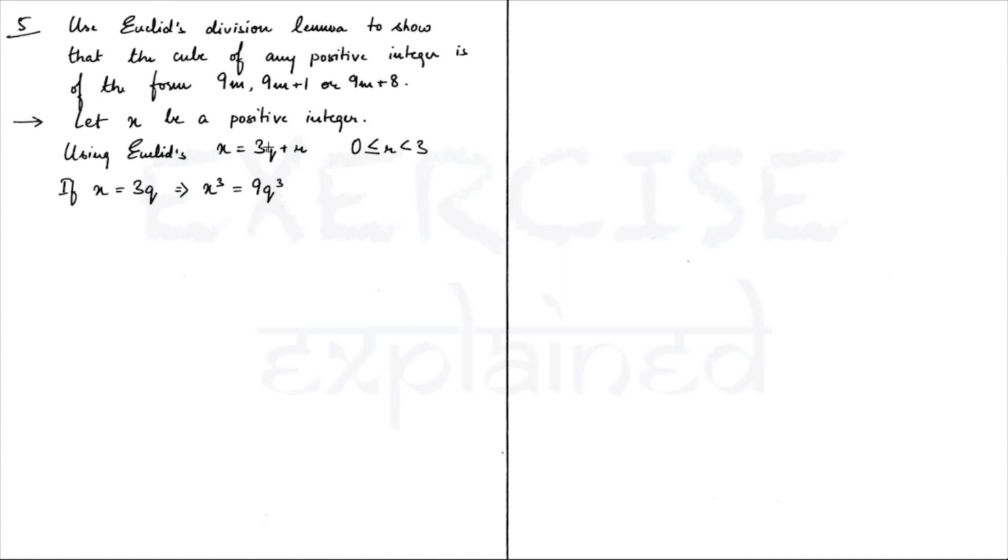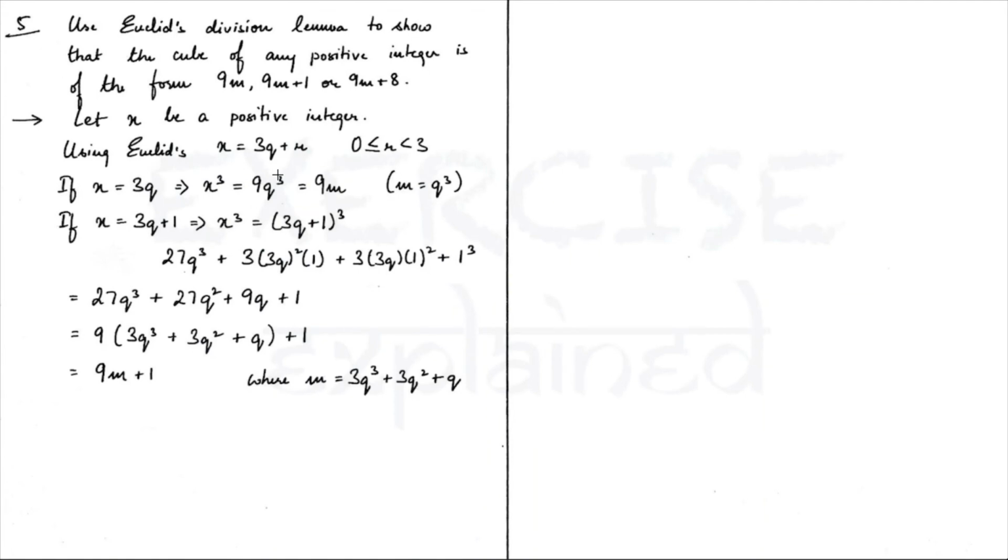So 3q the whole cube we will do. So x cube is going to be 9q cube, because x is 3q. So coming to the next thing here, q cube is considered as m. So m is equal to q cube. Coming to the next one, that is x is equal to 3q plus 1. So we cube it off.